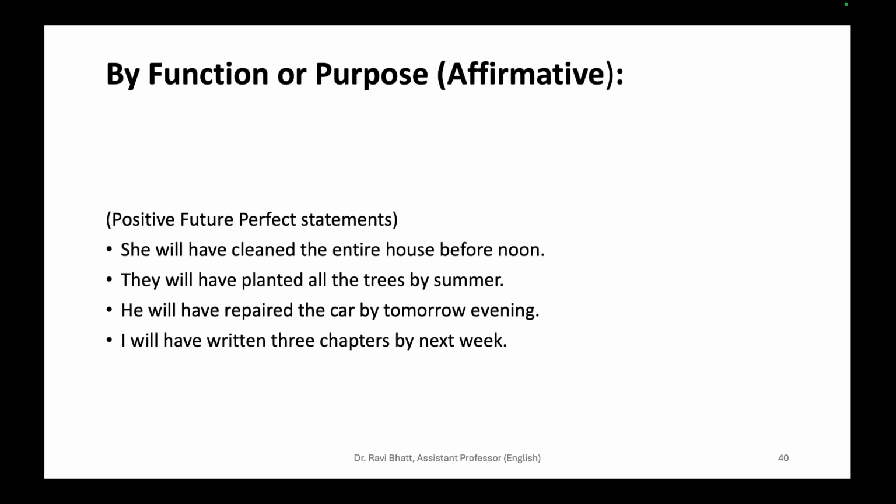Now, again, let's go for the last two categorizations, affirmative sentences and negative sentences. Now, let's see the example of affirmative sentences first. Now, positive future perfect statements. She will have cleaned the entire house before noon. Or they will have planted all the trees by summer. Or say, he will have prepared the car by tomorrow evening. And the last one, I will have written 3 chapters by next week.